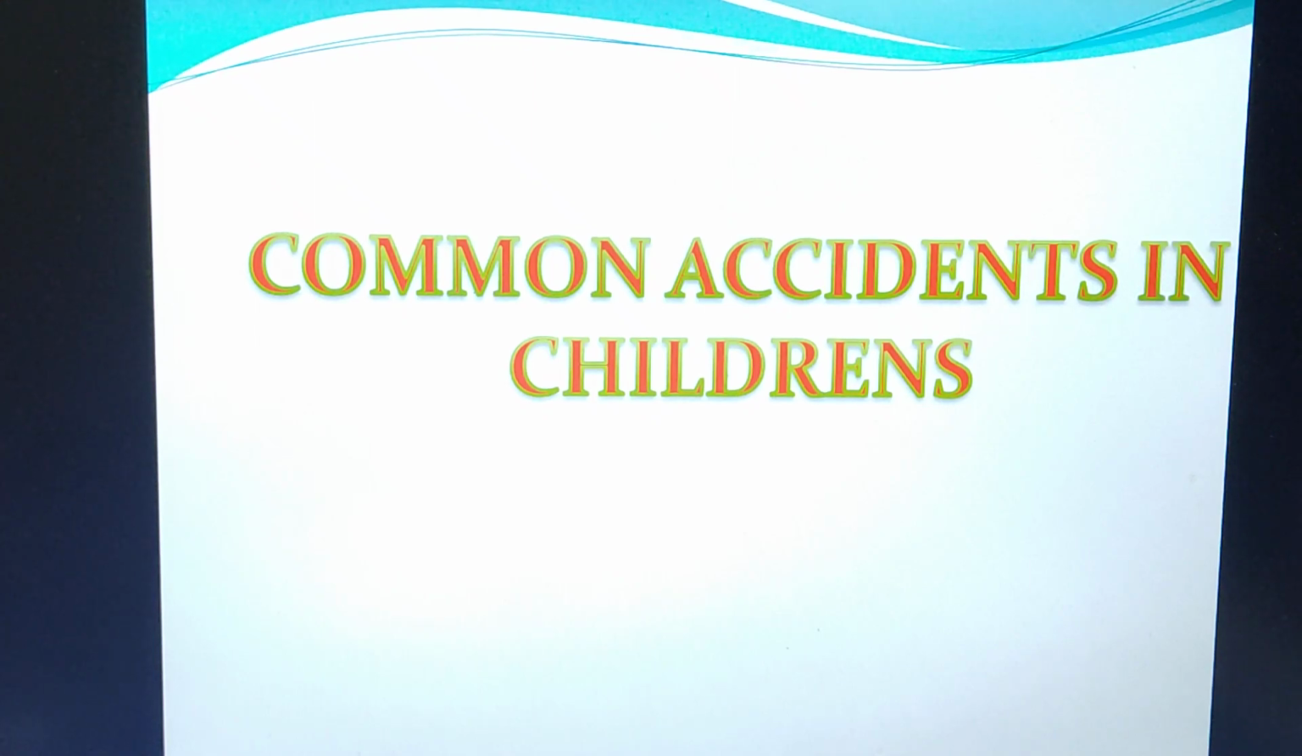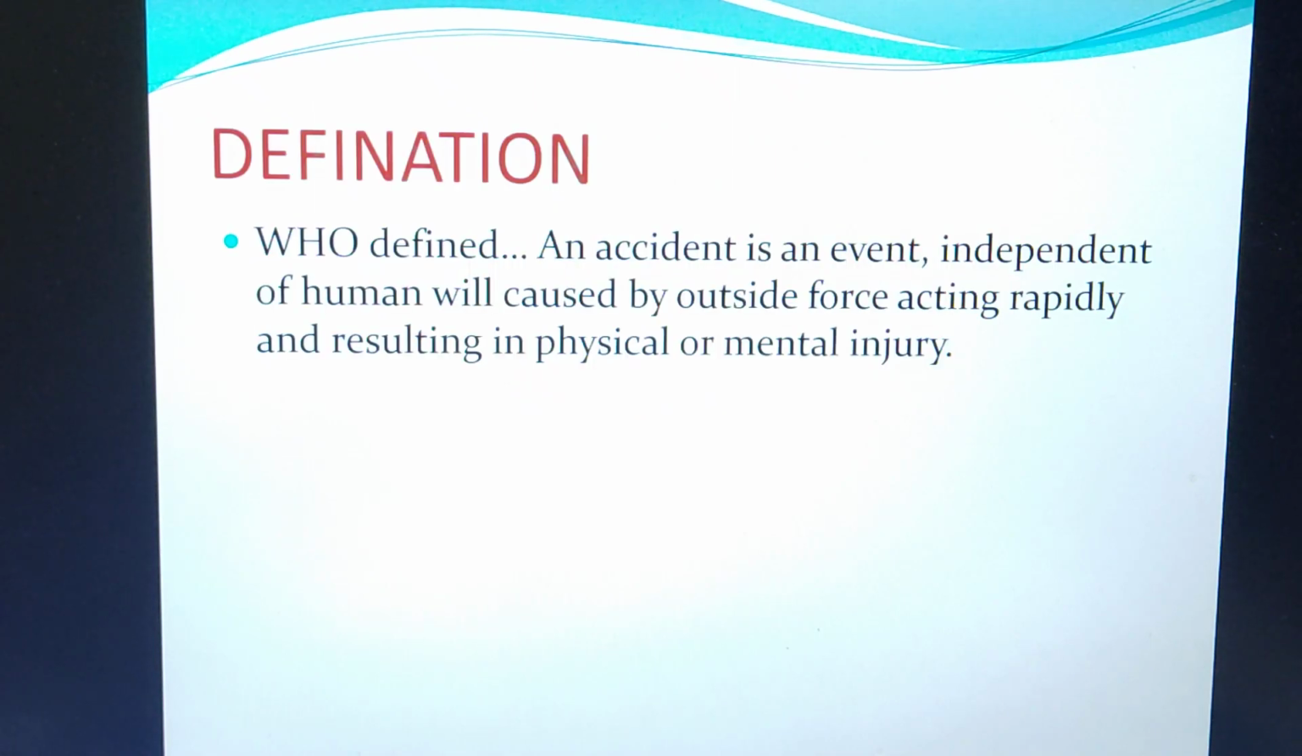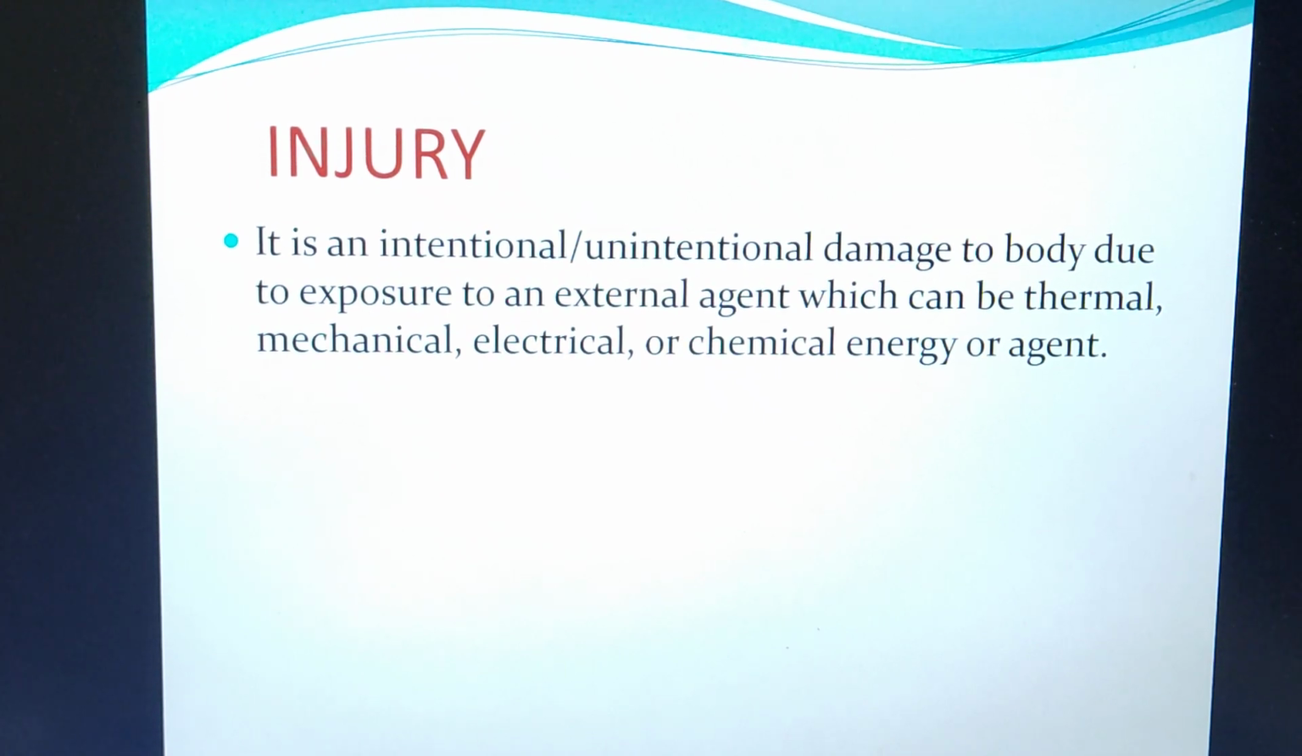Common accidents in children. According to WHO, an accident is an event independent of human will caused by an outside force acting rapidly and resulting in physical and mental injury. Injury is defined as intentional or unintentional damage to the body due to exposure to an external agent, which can be thermal, mechanical, electrical, or chemical injury for children.